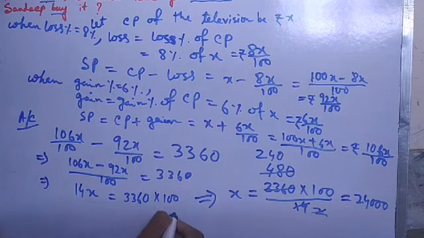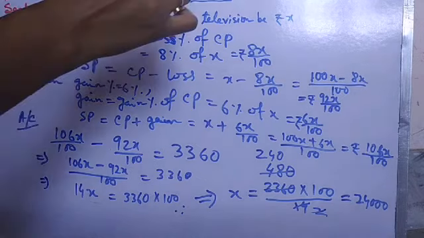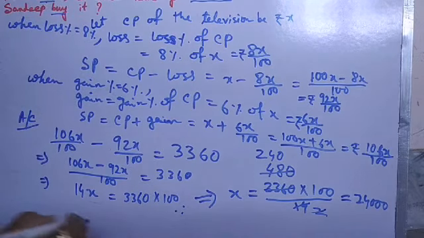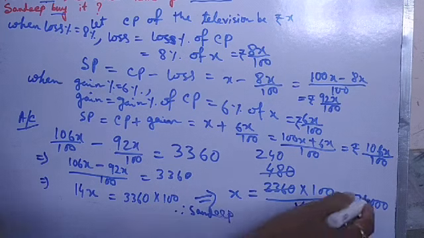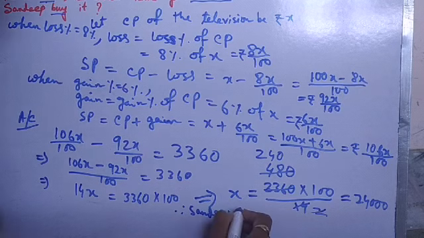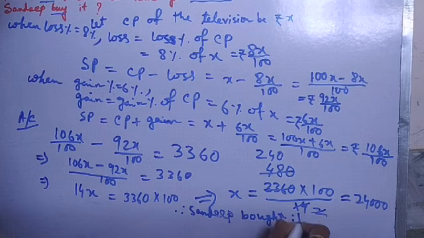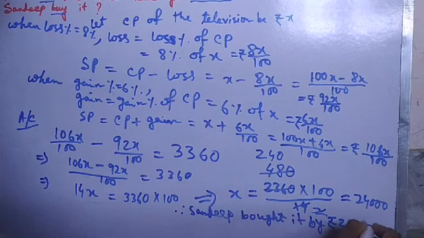That means, therefore, how much did Sandeep buy it? Sandeep bought it, that means cost price is rupees 24,000. Sandeep bought it by rupees 24,000.